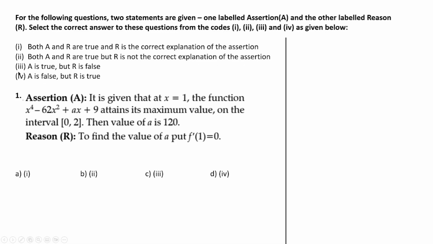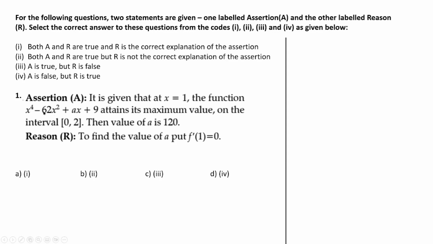Then we have the next code 3 where A is true but R is false. Then for 4, A is false but R is true. So having these codes in mind, we will start with the assertion reason based questions.